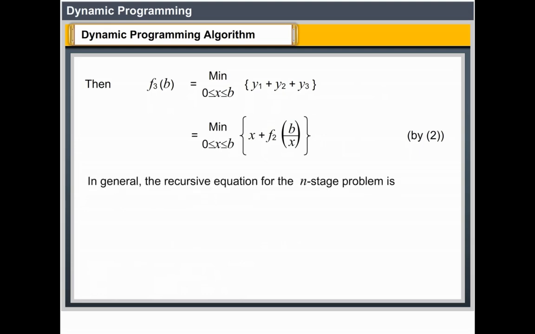In general, the recursive equation for the n-stage problem is fn of b equal to minimum of x plus fn minus 1 of b by x for 0 less than or equal to x less than or equal to b. This is called equation number 3.